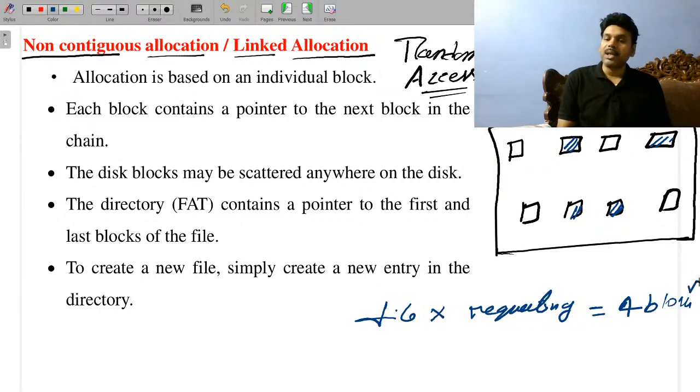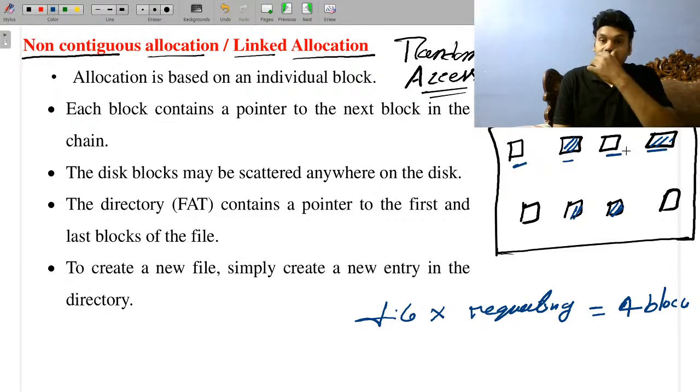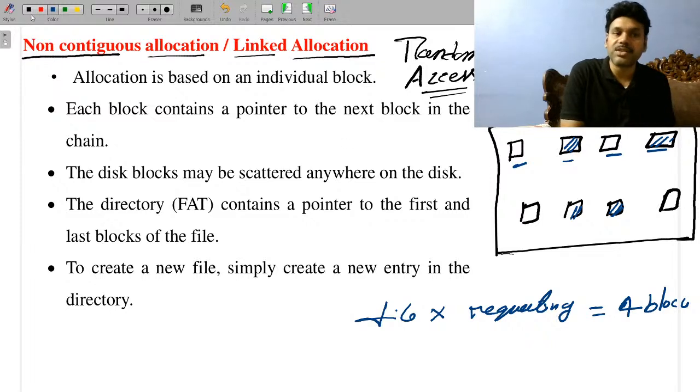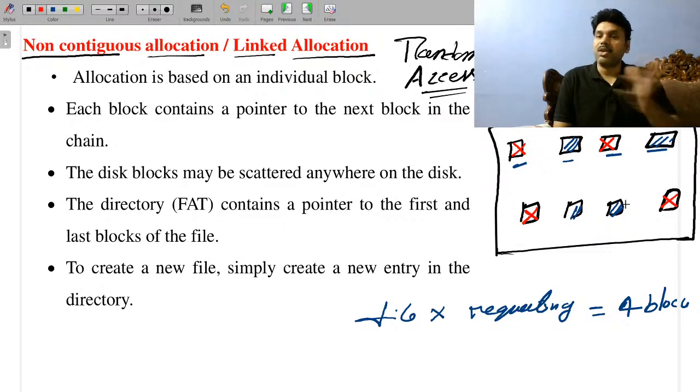Can I allocate? Can I allocate using contiguous allocation? It is not possible. Why is it not possible? Please understand, because your memory is not contiguously available here. But it is possible with random access. That means, friends, I can load your file X here, here, here and here. Therefore, it need not be contiguous. That's the meaning of random storing.